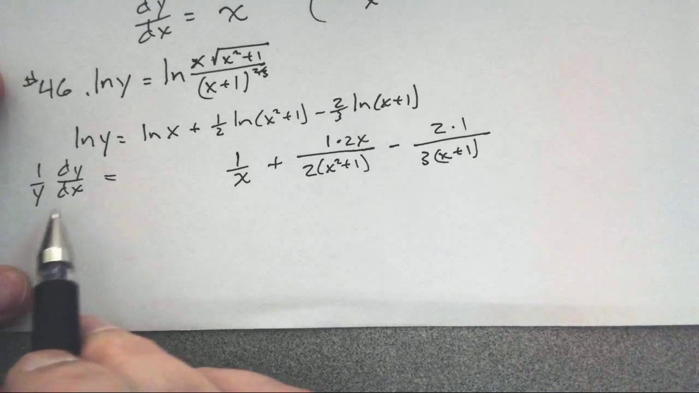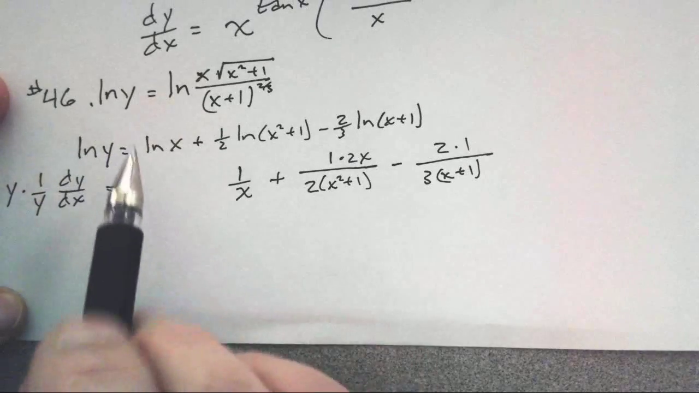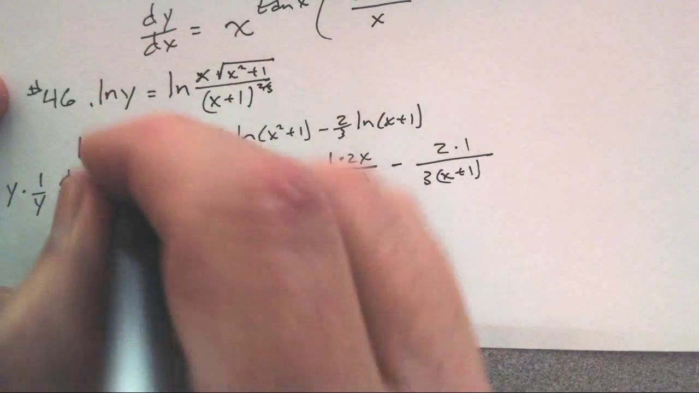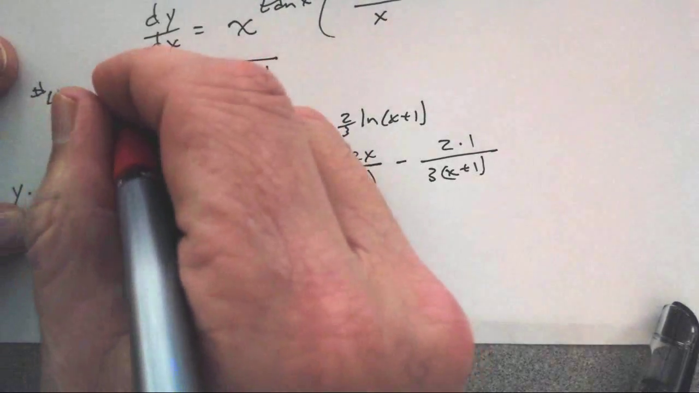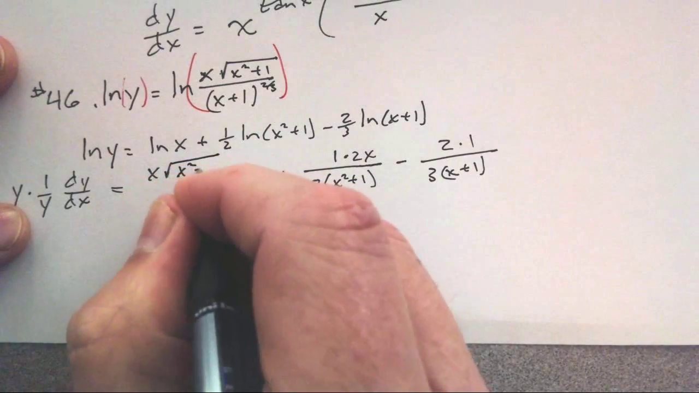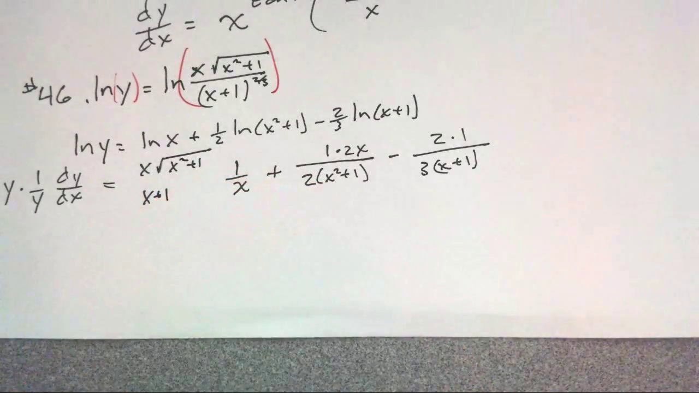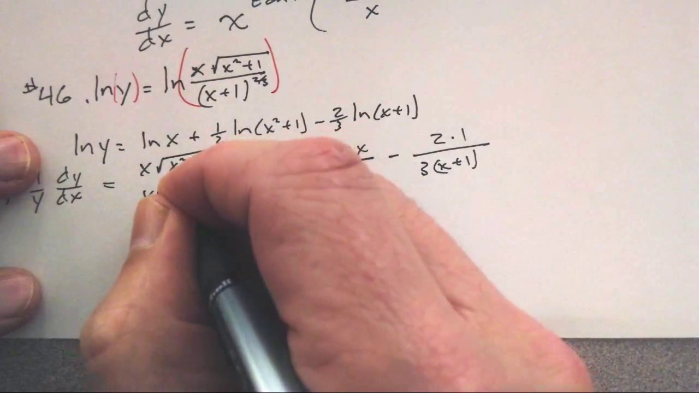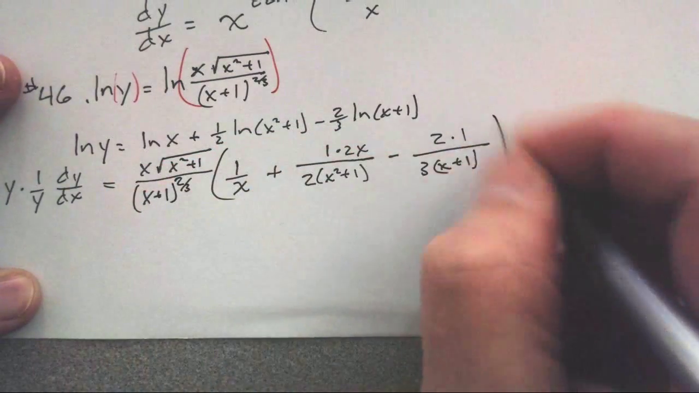But now I could multiply this side by y, since y originally equaled, before these ln's were here, y was just equal to that. I can multiply by x times square root x squared plus 1 on x plus 1 to the, was that 2/3? I believe it was 2/3, yes, to the 2/3.